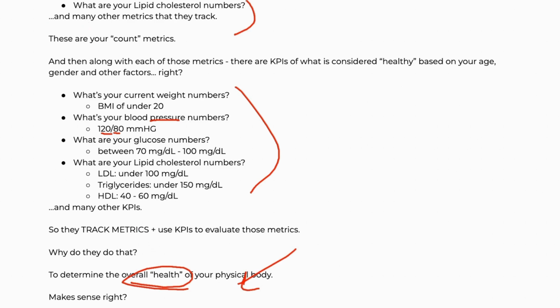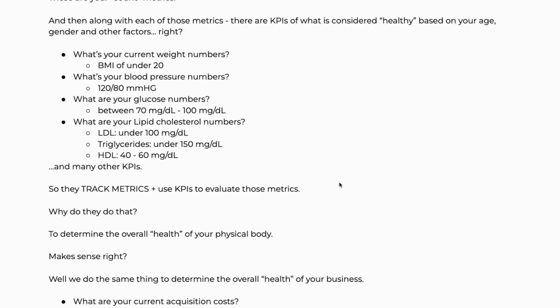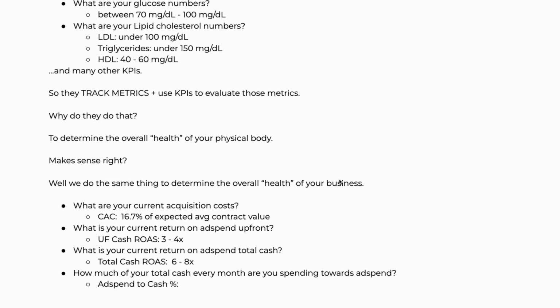It makes sense, right? And so in the same way, we have metrics and KPIs to assess the overall health of your money machine, right? So it's like, hey, what are your current acquisition costs? Your CAC should be 16.7% of your expected average contract value. Don't worry, we're going to get into the KPIs later on, right?